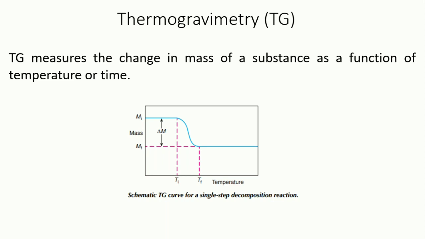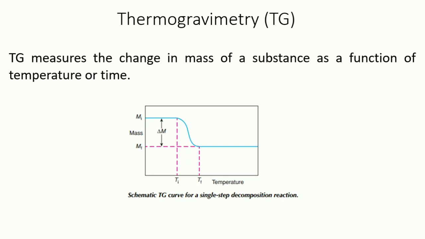Here we can see in this picture a second constant mass plateau observed above Tf, which corresponds to the mass of the residue, Mf. The masses Mi and Mf and the difference delta M are fundamental properties of the sample and can be used for quantitative calculations of compositional changes, etc.